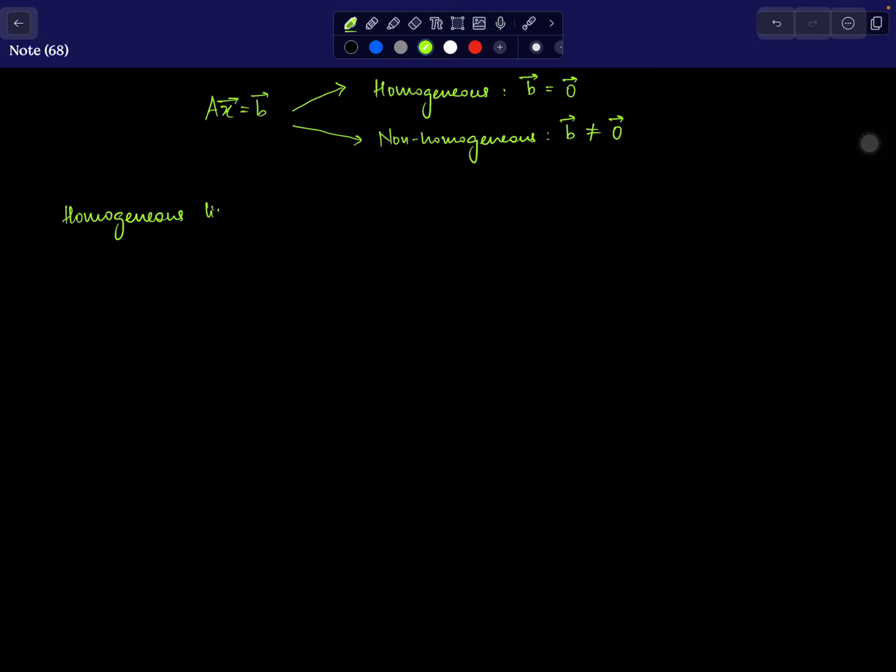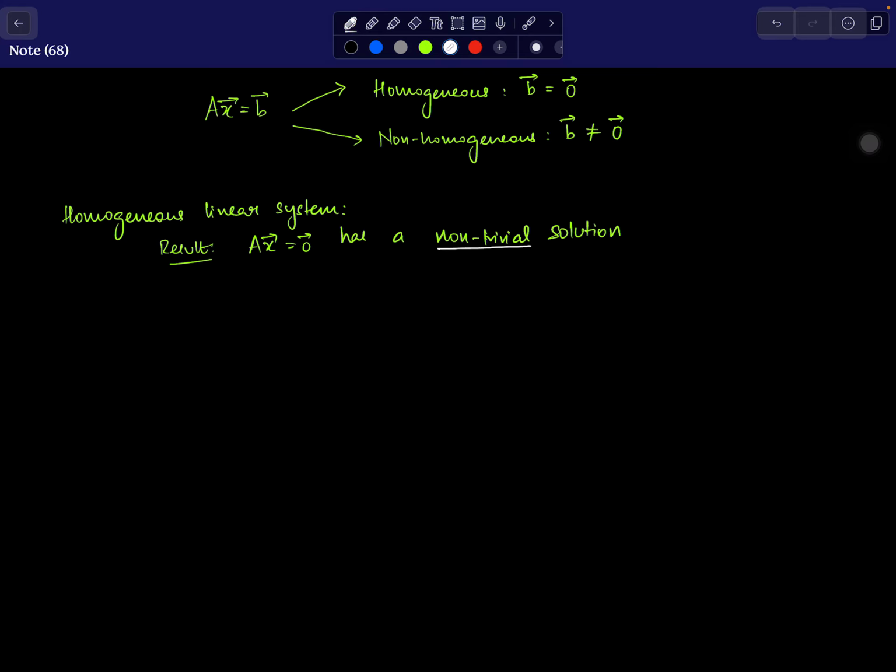So if we have a homogeneous linear system, the book gives you a very nice result over here, which says the following. So here's a result which says that AX equals 0 has a non-trivial solution. So what does the word non-trivial mean? Here, the word non-trivial is important.